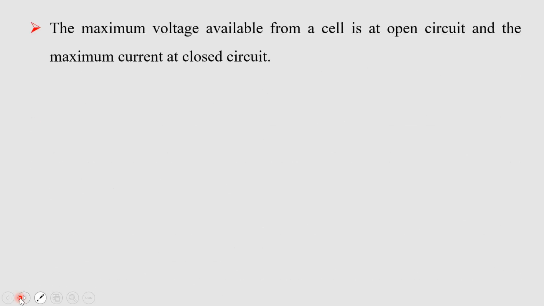The maximum voltage available from a cell is at open circuit and the maximum current is at closed circuit. I have also discussed the two types of circuits, open circuit and closed circuit. The open circuit of a solar cell gives the maximum voltage, and the closed circuit of a solar cell gives the maximum current.